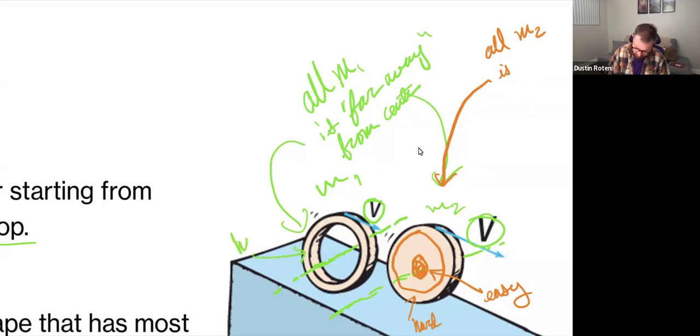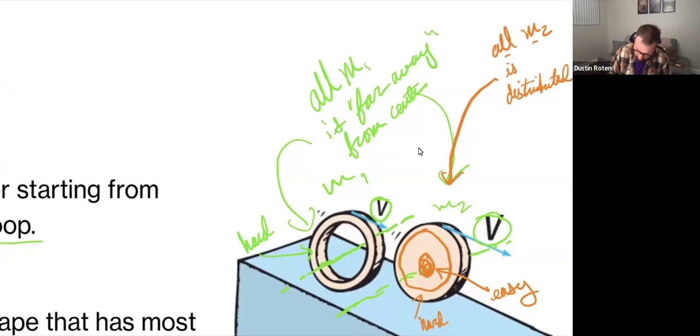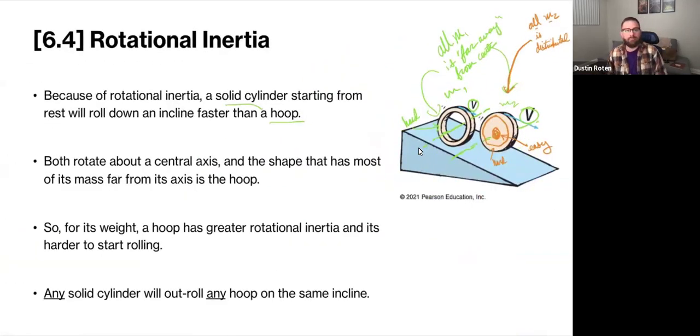All this is hard. No matter what you do, it's all on the outside. So we'll say that all of M2 is distributed. So for its weight, a hoop has a greater rotational inertia, and it's harder to start rolling and harder to stop rolling.